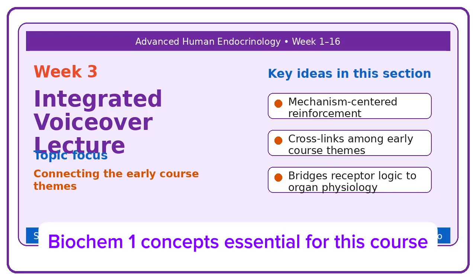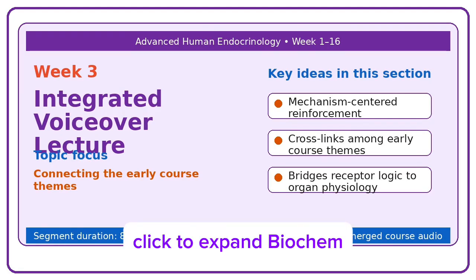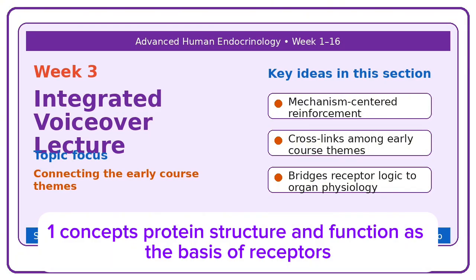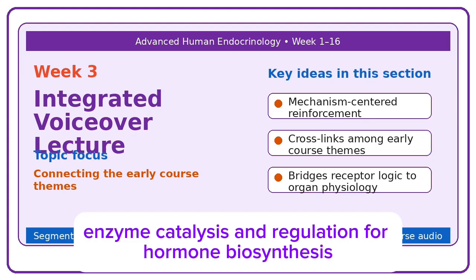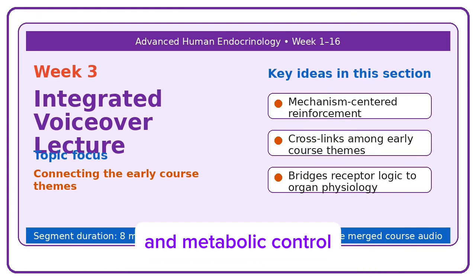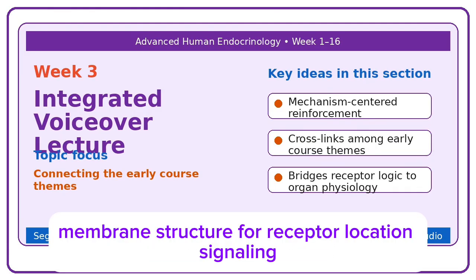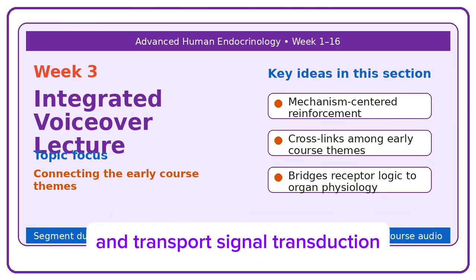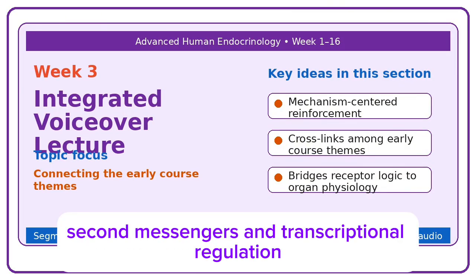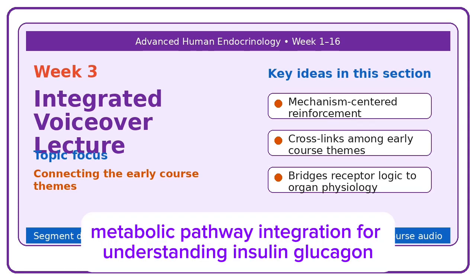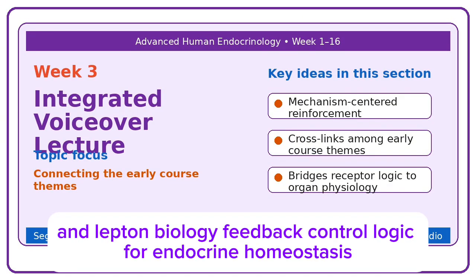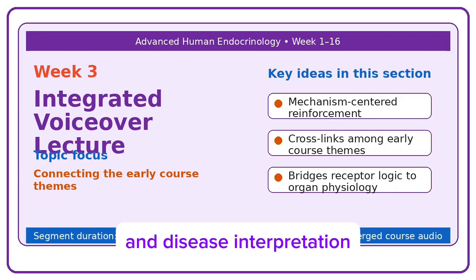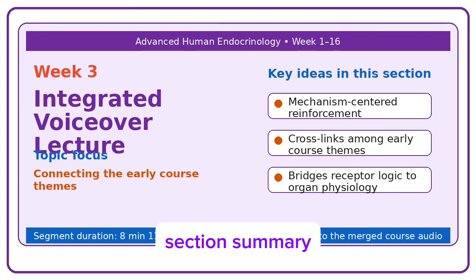Biochem 1 concepts essential for this course. Click to expand. Biochem 1 concepts: protein structure and function as the basis of receptors, transporters, and enzymes; enzyme catalysis and regulation for hormone biosynthesis and metabolic control; membrane structure for receptor location, signaling, and transport; signal transduction including phosphorylation, second messengers, and transcriptional regulation; metabolic pathway integration for understanding insulin, glucagon, thyroid hormone, cortisol, and leptin biology; feedback control logic for endocrine homeostasis and disease interpretation. Section summary.